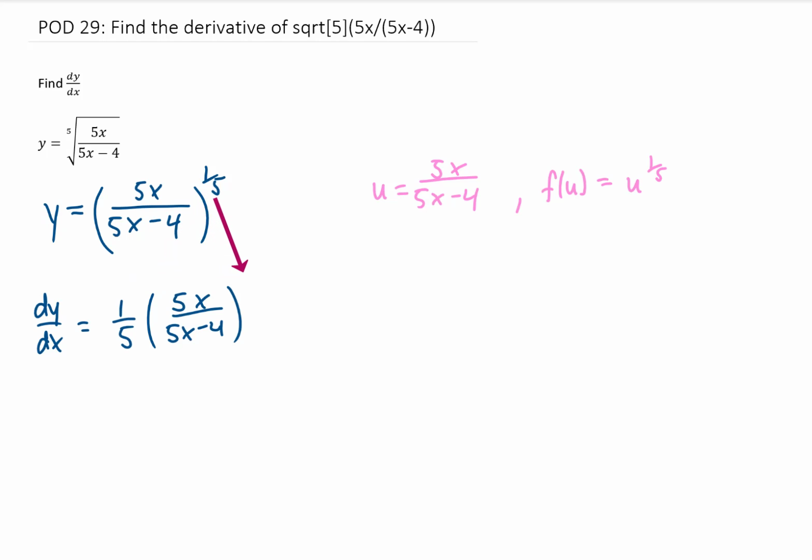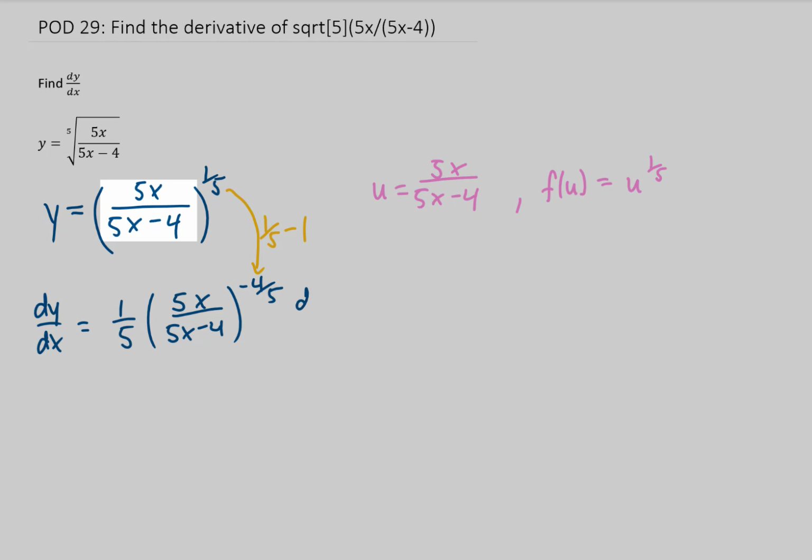What happens when you take 1/5 and subtract 1? Well, you get negative 4/5. But our derivative isn't finished yet. The chain rule says that anytime we have a composite function, or a function inside of another function, we have to then take the derivative of the function that was inside. So how do we find this derivative right here? Well, it looks like a quotient of two functions, so we're going to use the quotient rule.